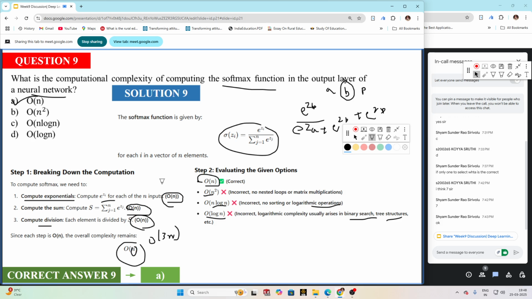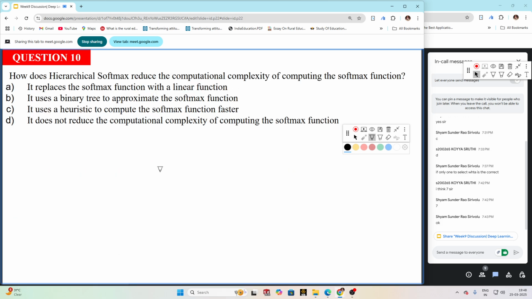Okay, so let's move on to the last question. How does hierarchical softmax reduce the computational complexity of computing the softmax function? Option A: it replaces the softmax function with a linear function. Option B: it uses a binary tree to approximate the softmax function. Option C: it uses a heuristic to compute the softmax function faster. Option D: it does not reduce the computational complexity of computing the softmax function.